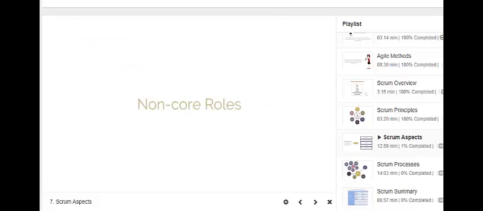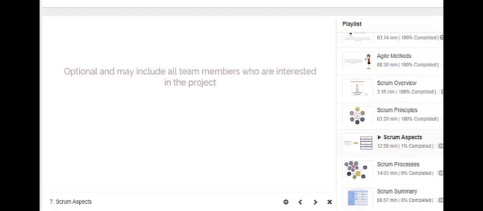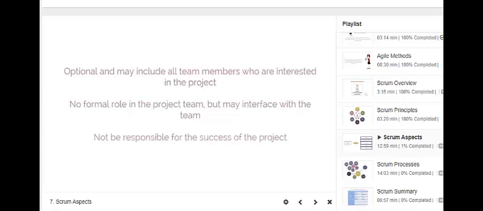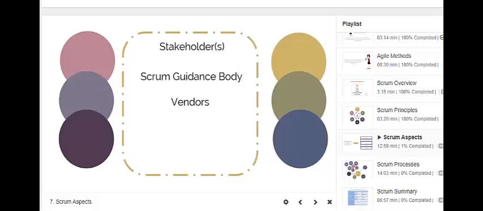Now, let's take a closer look at the non-core roles. The non-core roles are optional and may include all team members who are interested in the project. They have no formal role in the project team, but they may interface with the team. However, they may not be responsible for the success of the project. The non-core roles should be taken into account in any Scrum project. So, who is involved in non-core roles? Stakeholders, the Scrum guidance body, and the vendors.